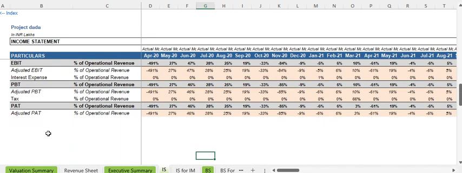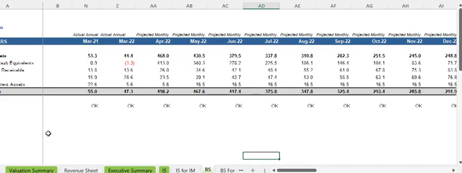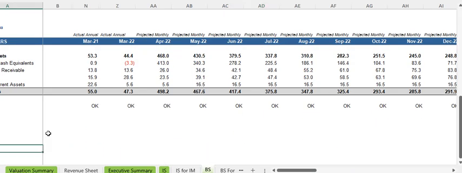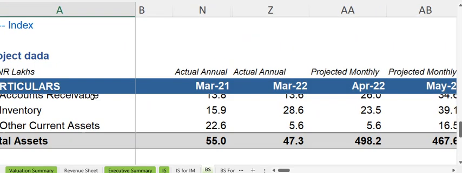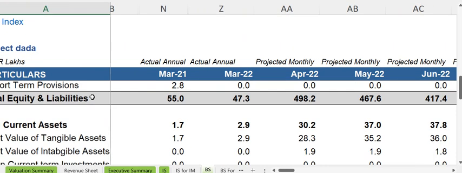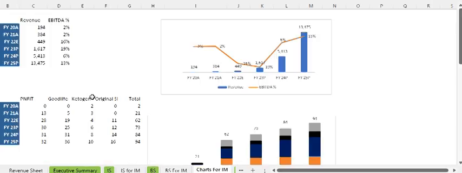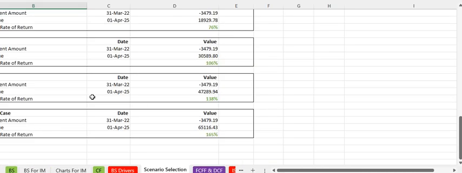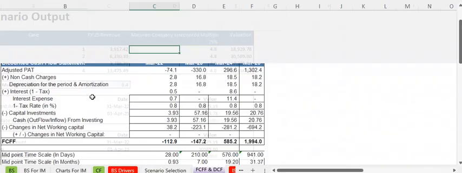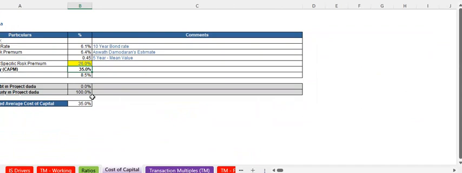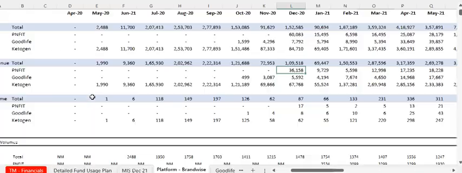So this is the IS. Then we get into the balance sheet. What are the items in the balance sheet and how to project them? Before that, we will go through the different scenarios of the particular selection. So let me talk about the TM working for those particular items. Let me introduce that.